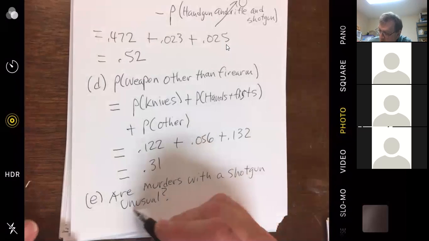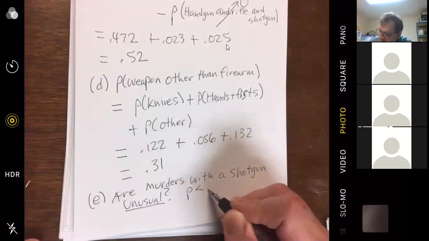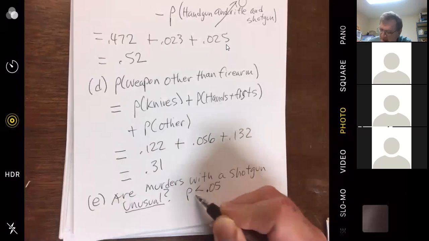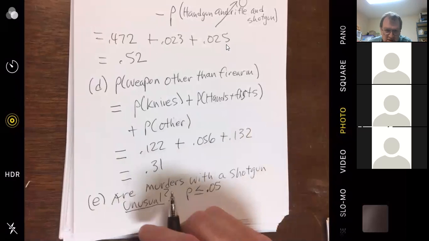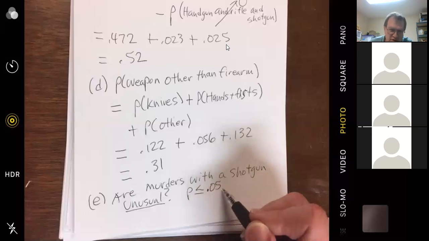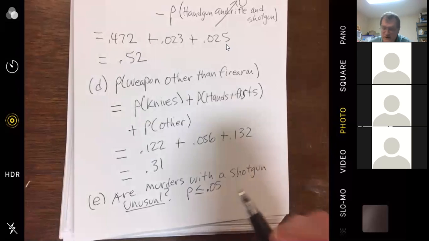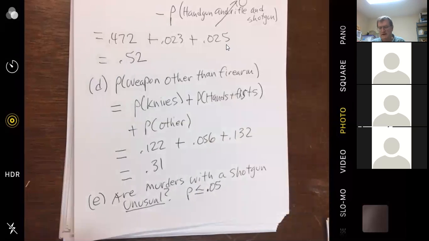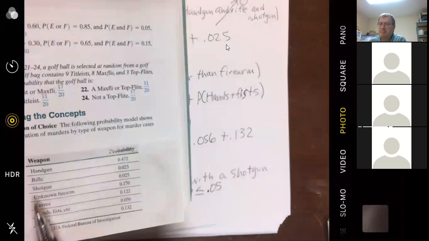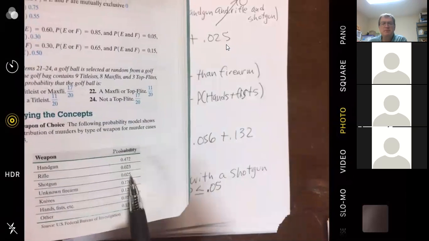When they use the word unusual, they mean a probability less than 0.05. I use less than or equal to, because it gets a little fuzzy if it's 0.05. I call it less than or equal to. I think the book strictly uses less than, but I use both. So what I do, looking at the probability of a shotgun, yeah, shotgun is 0.025.